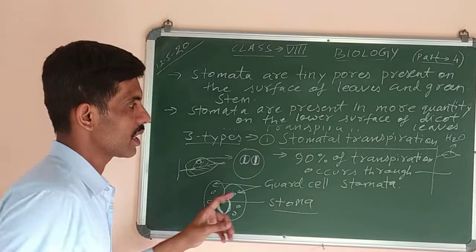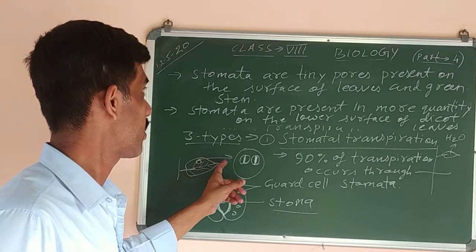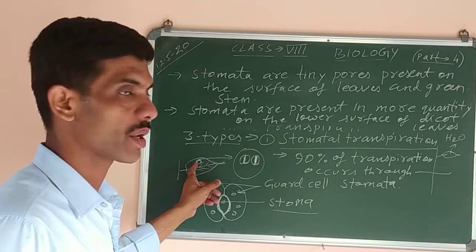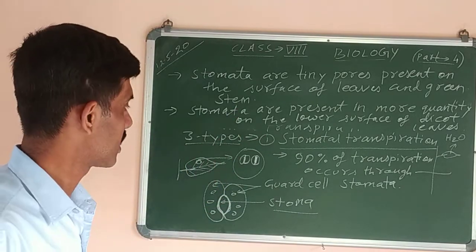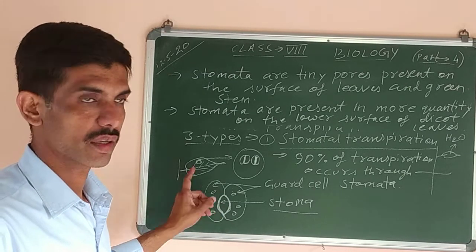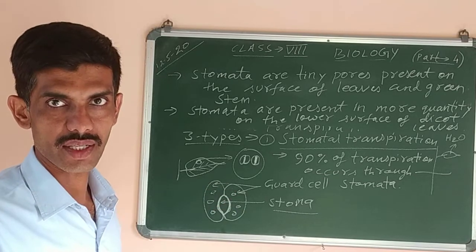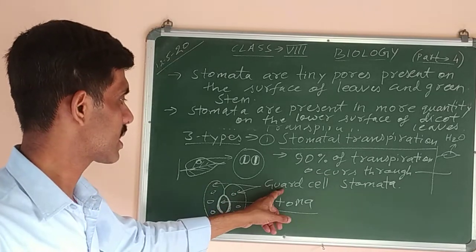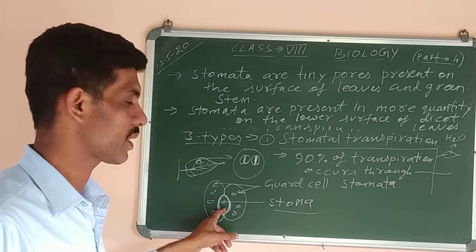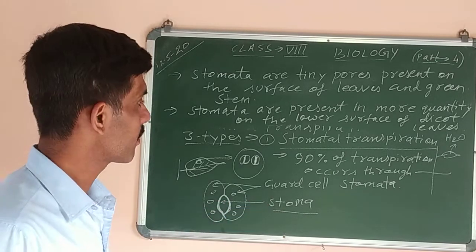So first one is, what is stomatal transpiration? The transpiration which occurs through stomata. What is stomata? They are the tiny pores which are present on the surface of leaves, and these stomatal pores are guarded by two bean-shaped cells which are known as guard cells. Okay. What is the function of guard cell? To regulate the opening and closing of stomata, and the gap is called stoma or stomatal pore.